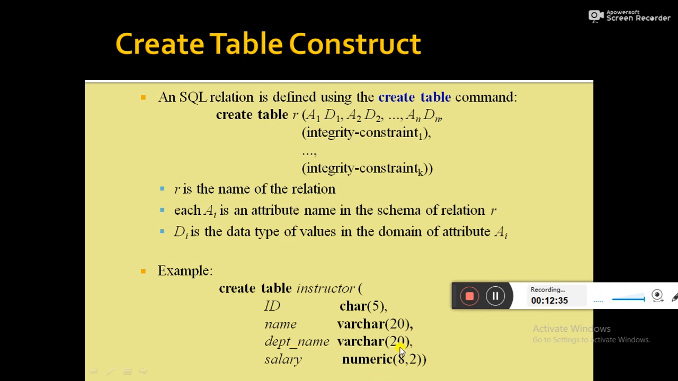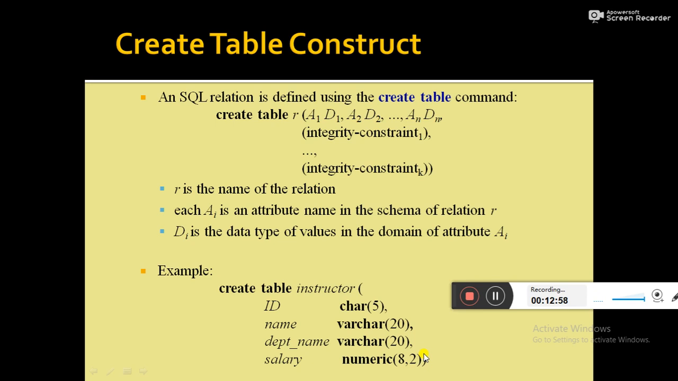Now here the point is that apart from varchar we have another data type, varchar2. So varchar and varchar2 are almost similar. Then, we have defined another attribute, salary, of the instructor. So salary is the attribute and the data type is numeric, 8 comma 2.